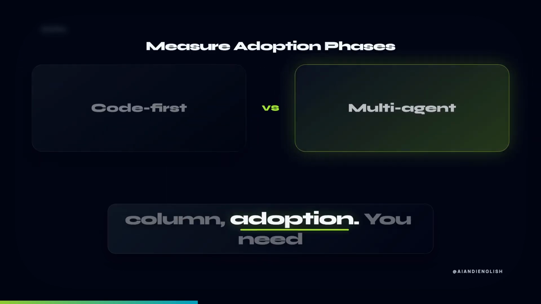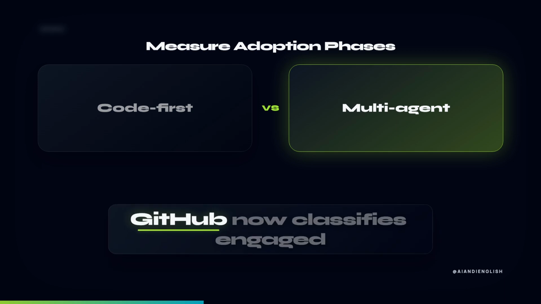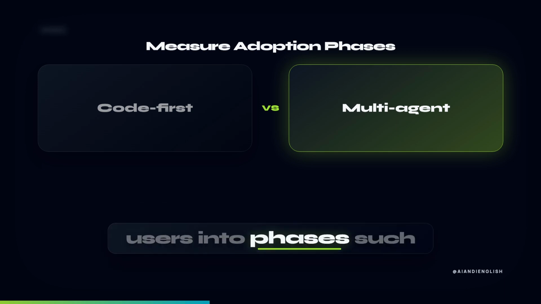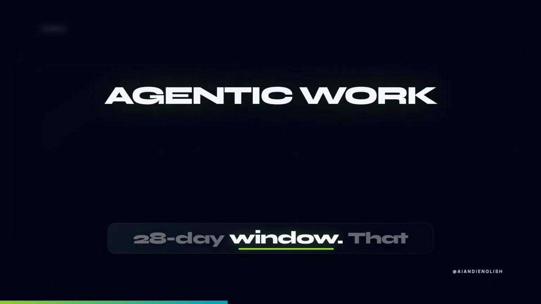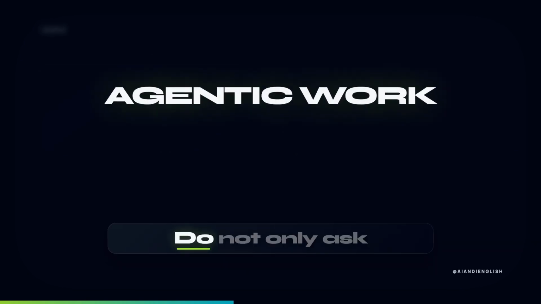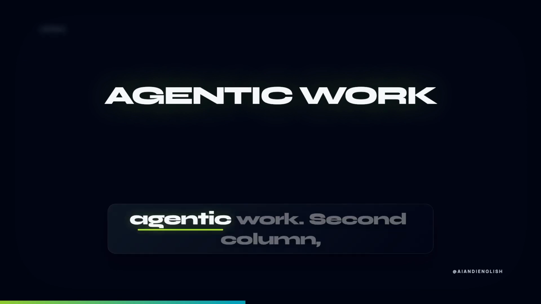Five columns are enough for the cockpit. First column, adoption. You need more than active users. GitHub now classifies engaged users into phases such as code first, agent first, and multi-agent. This is based on usage across a rolling 28-day window. That exact logic is interesting. Do not only ask whether agents are used, ask how far teams have already progressed toward agentic work.